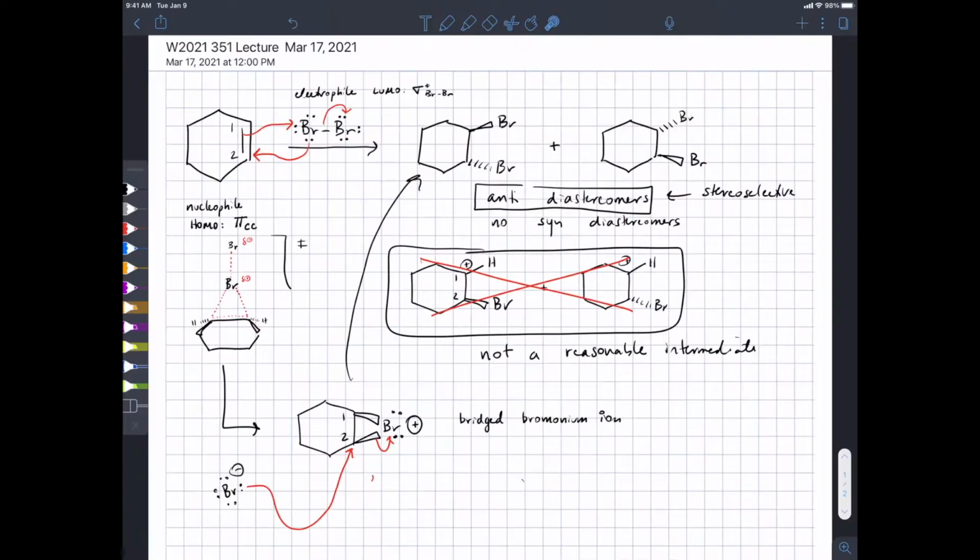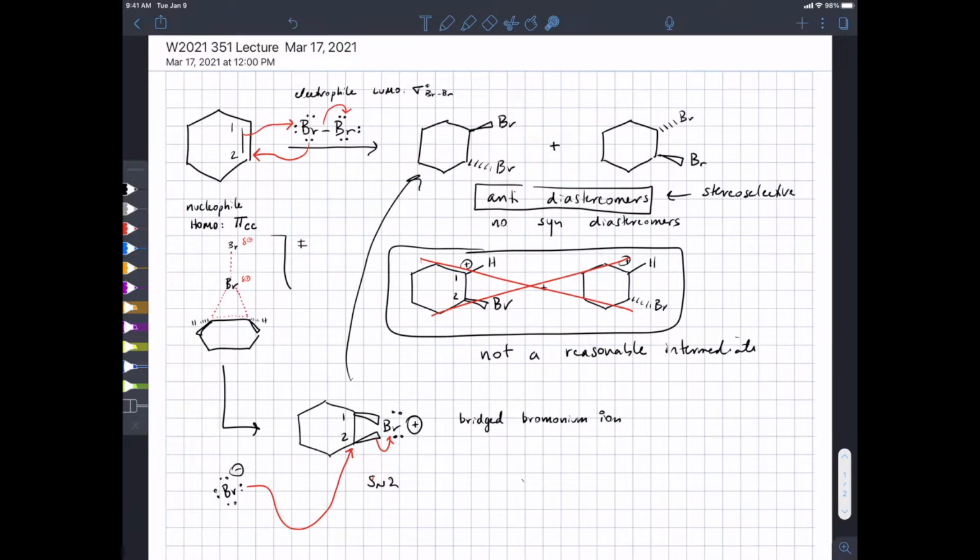So recall that when we brominate an olefin, we attack the bromine sigma star at the same time as we're forming a new carbon-bromine sigma bond. Lone pairs on the bromine are attacking the other carbon so that we never get a carbocationic intermediate. Instead, we get this bridged bromonium ion that gets attacked from the backside in SN2 fashion.